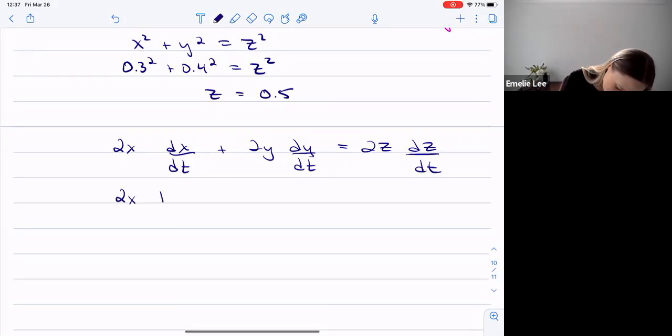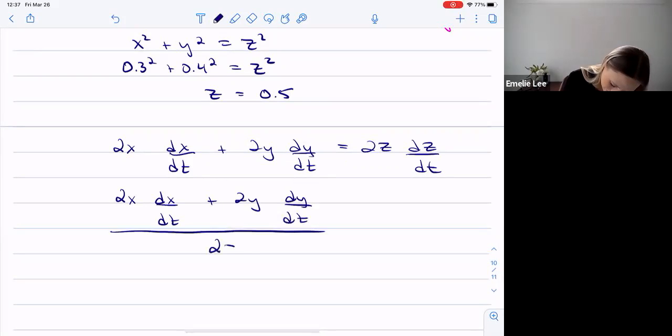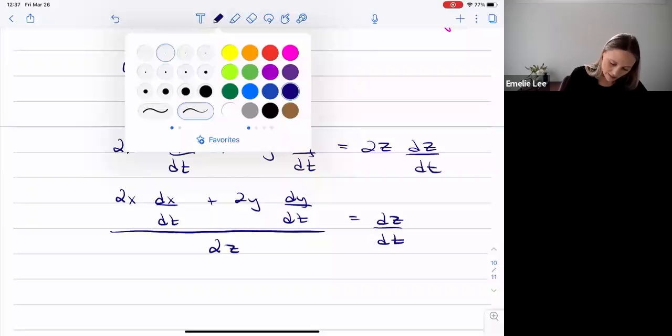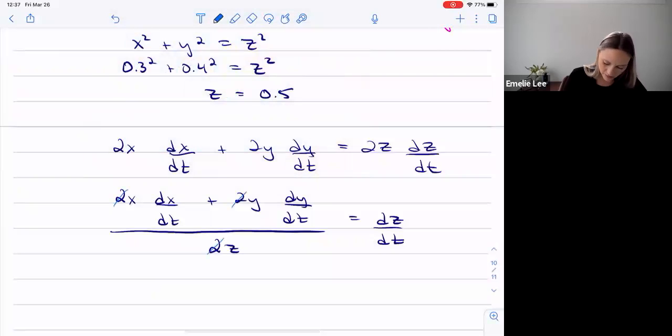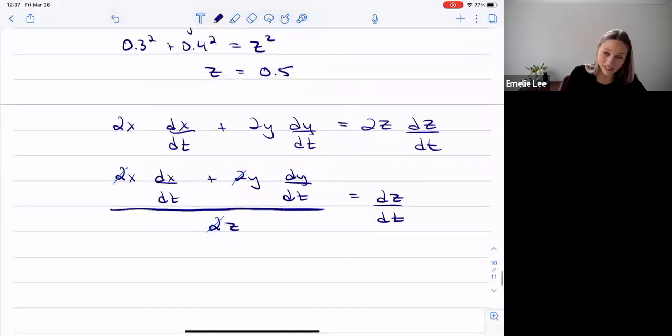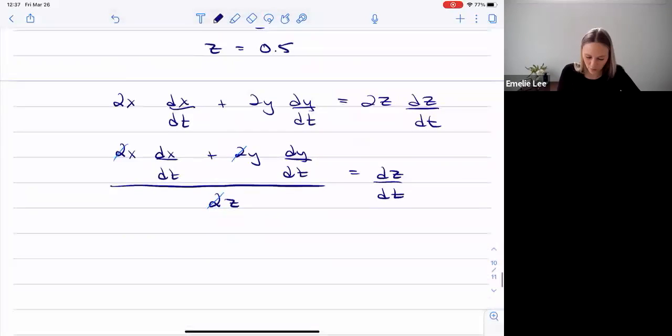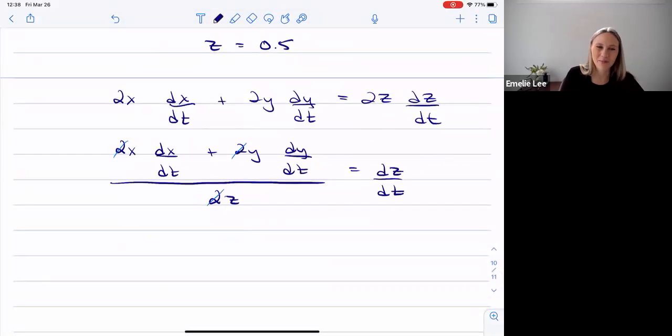So I've got 2x dx/dt plus 2y dy/dt divided by 2z is dz/dt. I can factor out a common 2. Boom, boom, boom. But I made more work for myself than I had to. And here I thought I was saving time. Okay, now I'm going to plug stuff in here.